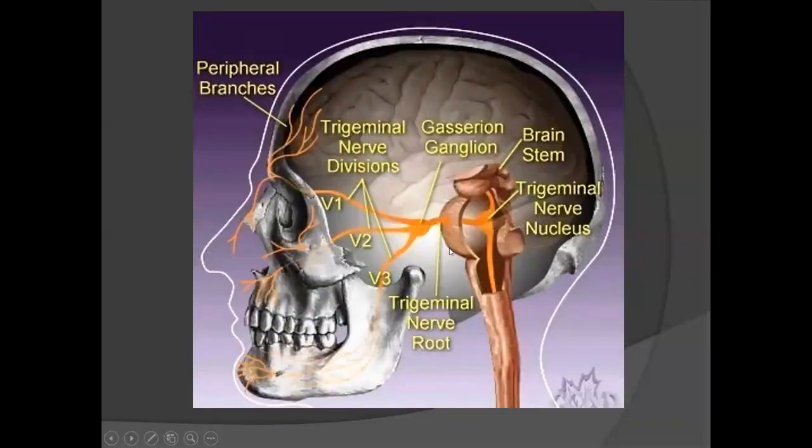Okay, so we can see in this diagram the nerve which is coming out from the pons, which will have both a motor part and sensory fibers. And then you will see it forming this Gasserian ganglion or trigeminal ganglion, which is situated just lateral to the apex of the petrous temporal bone. And then you can see the divisions, that is V1, which is otherwise called ophthalmic, V2, which is called the maxillary, and V3, the mandibular.